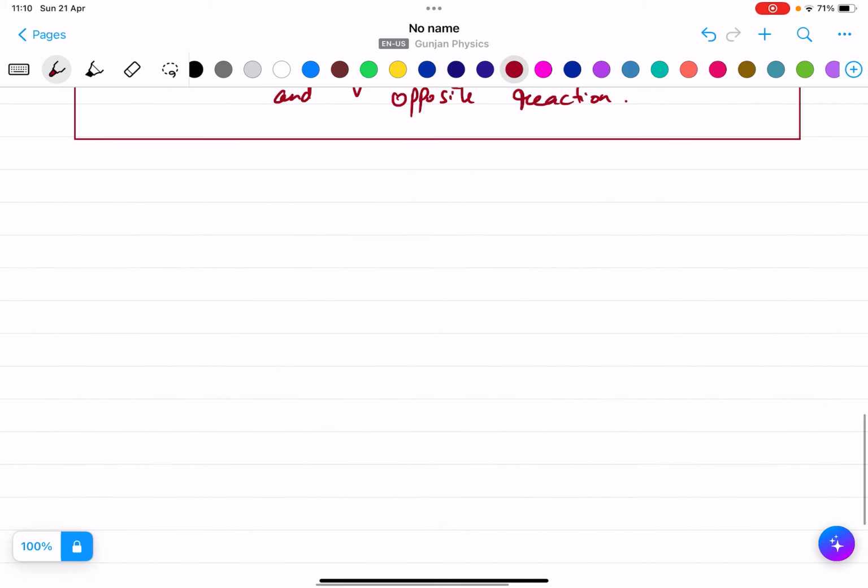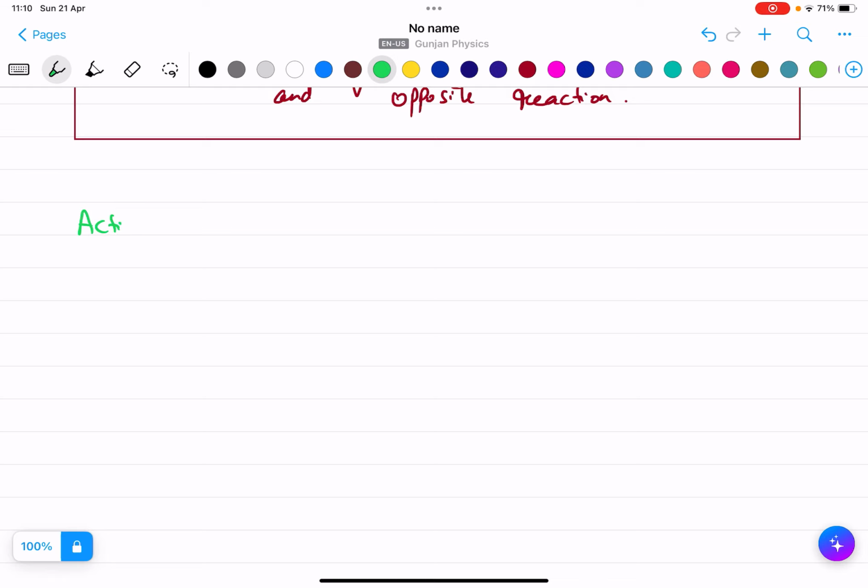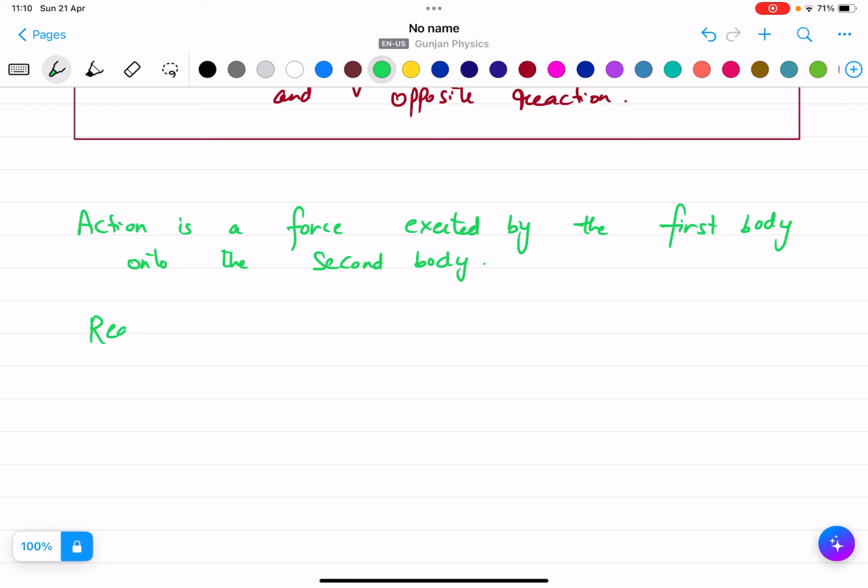So we can write it. It's very, very important. Action is a force exerted by the first body onto the second body, and reaction is also a force exerted by the second body onto the first body.